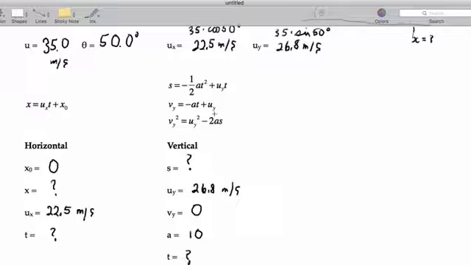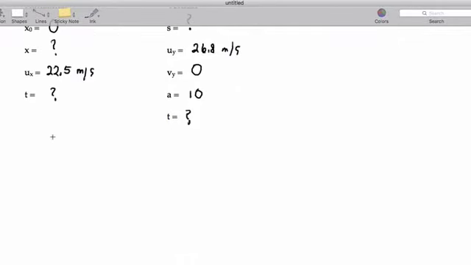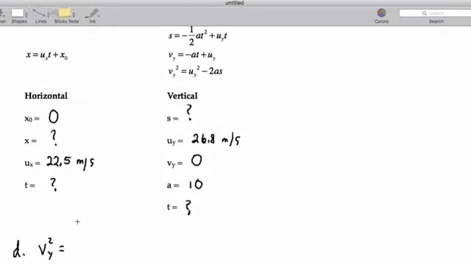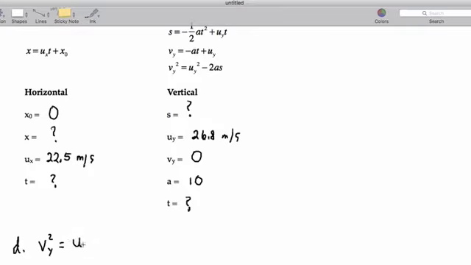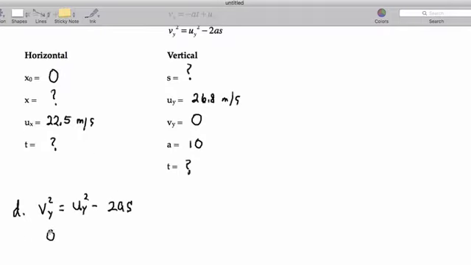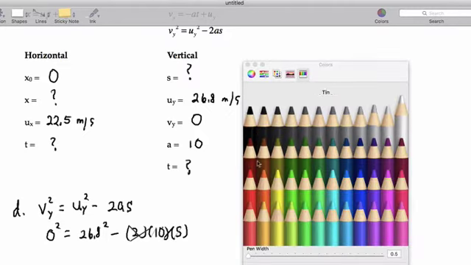So we can go ahead for part A, or I called it part D, to get the maximum height reached. So that's going to be Vy squared is uy squared minus 2as. Just follow the equations that I put there. That's going to be 0 squared at the top is 26.8 squared minus 2 times 10. Sorry, that's not 10 times s. I don't like that because it looks like I crossed it out. Let me just edit that really quick.